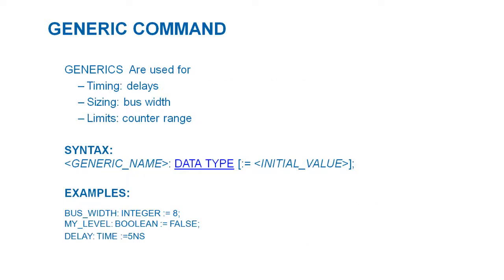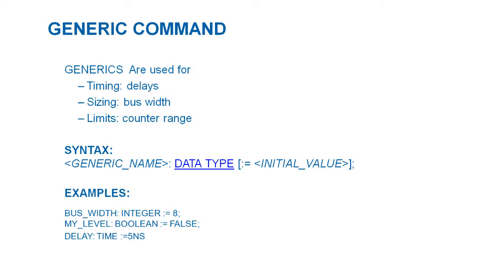So generics are used mainly for delays, bus width, counter range, frequencies, and other things that you might want to change on the fly, or you might want to change between different implementations. So you might have an implementation for 8-bit, you might have another implementation for 16-bit or 32-bit or 128-bit.